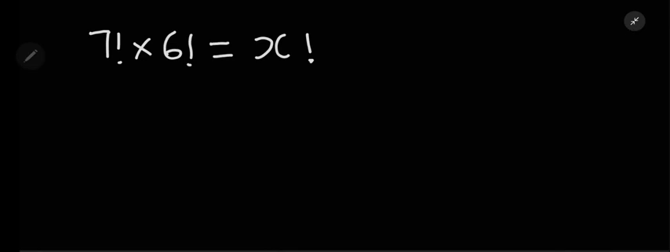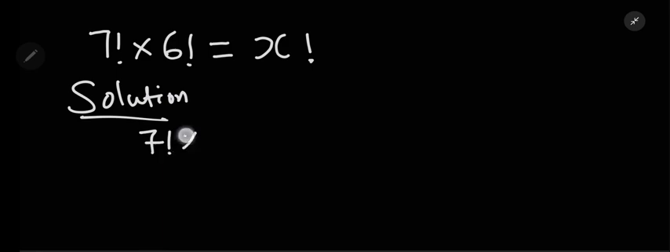In this tutorial, I will provide solutions to this given problem where we have 7 factorial times 6 factorial is equal to x factorial. So we need to find the value of x. It is given that 7 factorial times 6 factorial is equal to x factorial. This is what is given.